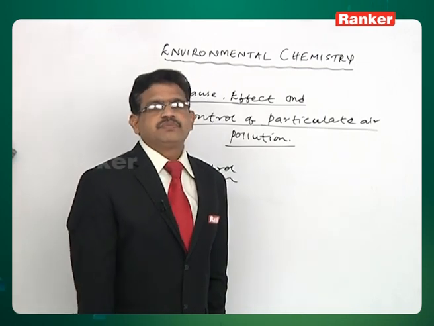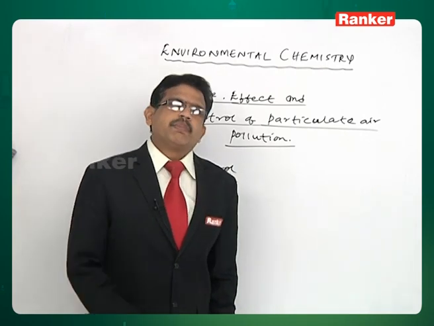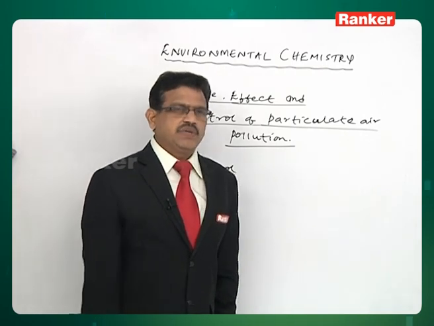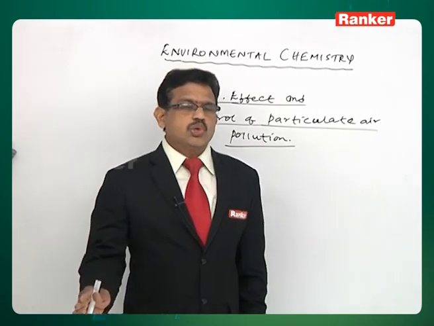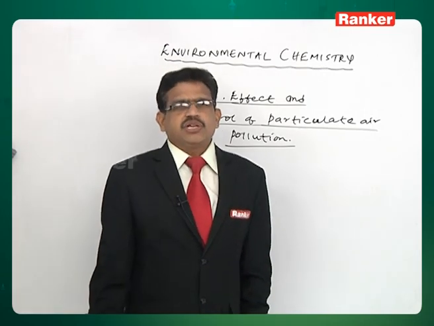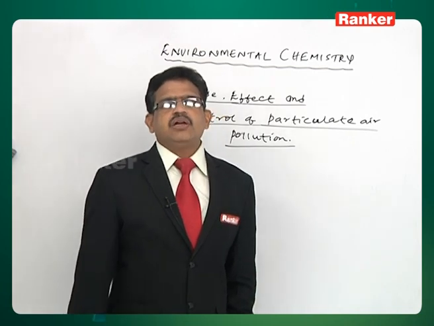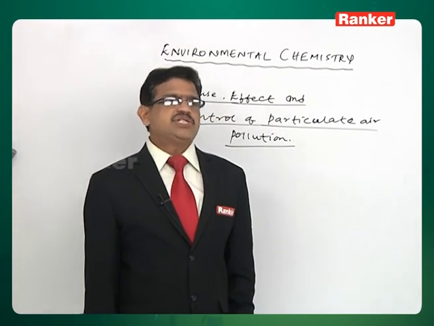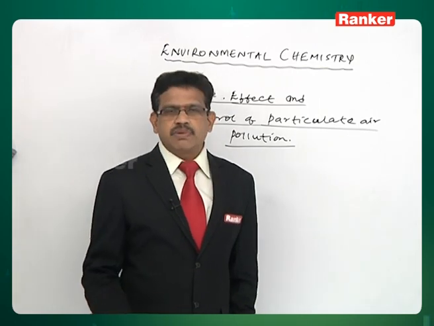And recently, we can also add a fourth method, that is electrostatic precipitators. Electrostatic precipitators are also used to remove aerosols, or colloidal sized particles. So aerosols can also be removed by electrostatic precipitating machinery. This is the fourth method for removal of the particulate pollutants in the atmosphere.